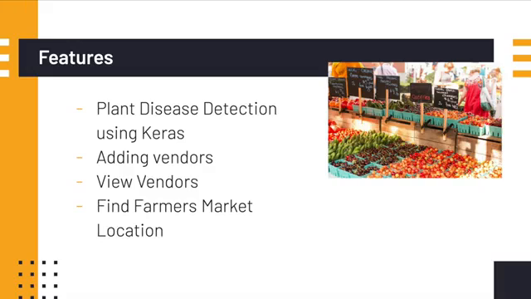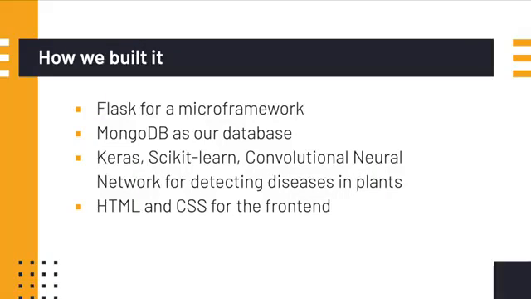We have the option to view vendors at a farmers market. People can add vendors if they're going to be at the farmers market. This includes information such as their name, contact info, produce methods, items, and things like that. And we also have the option to view local farmers markets.